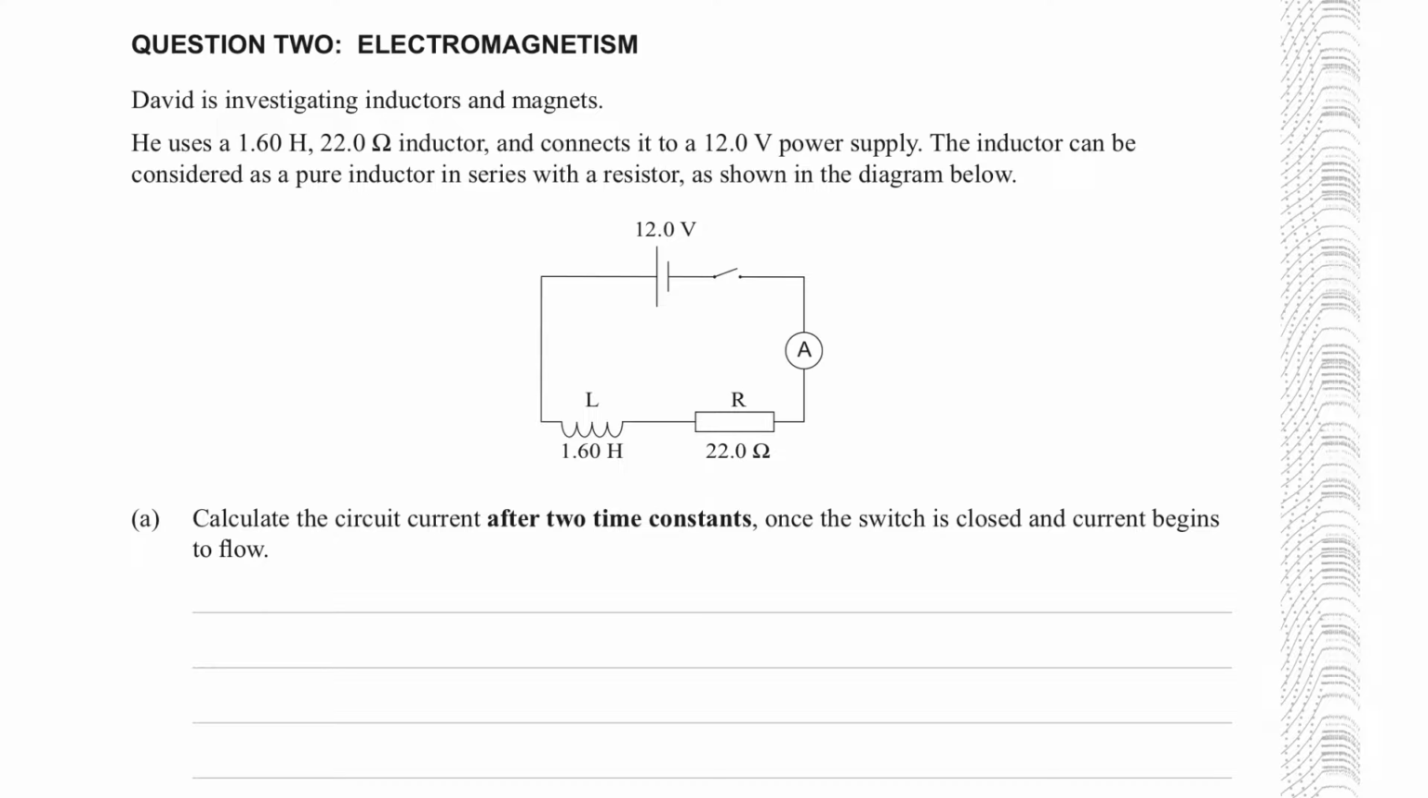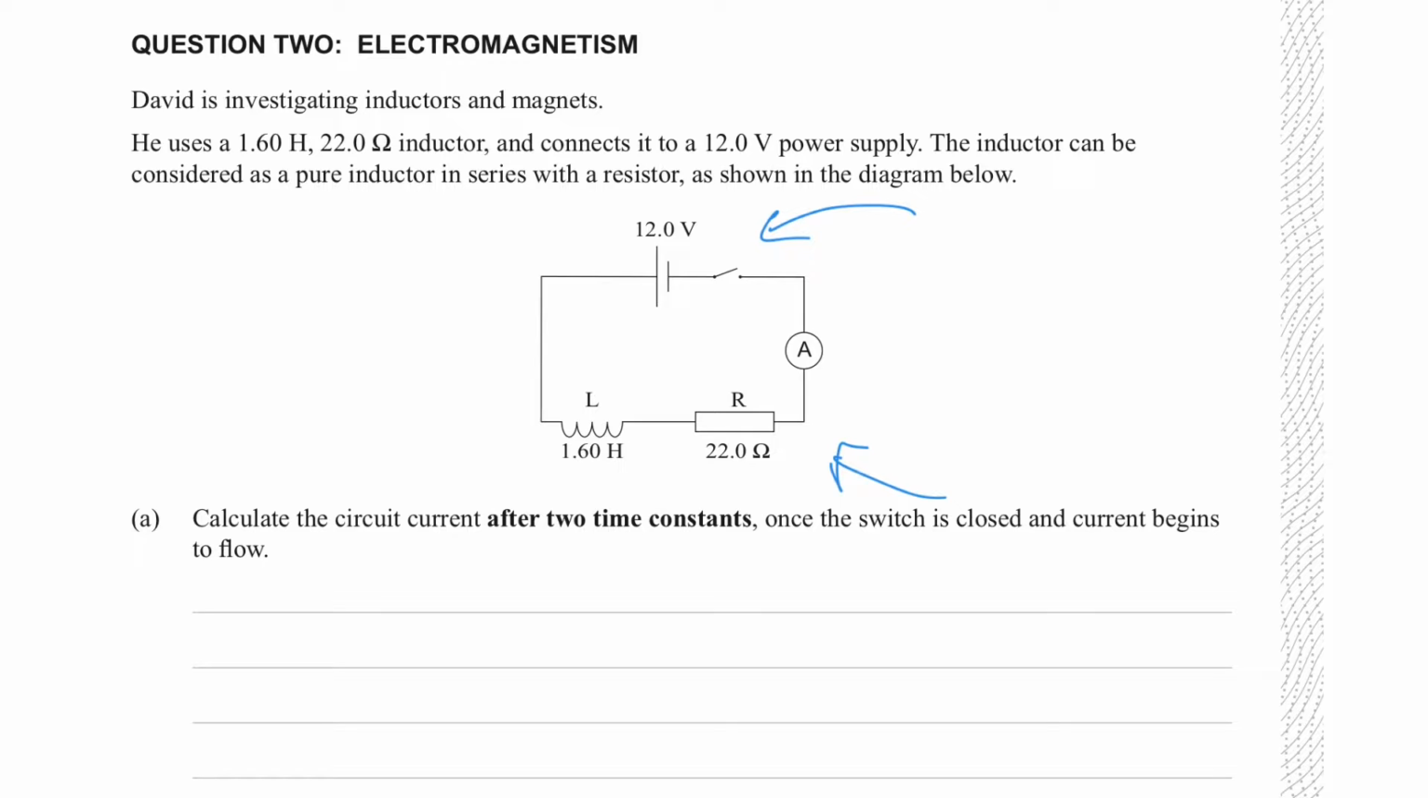Okay, David is investigating inductors and magnets, uses a 1.60 Henry, 22.0 ohm inductor. It's interesting, you don't normally get given the resistance in that form. You'd be tempted to think that that's the reactance of the inductor, but remember, it's a DC circuit, which we can see from the circuit below, and the 22 ohms is more like the internal resistance of the inductor or the resistance of the circuit. Kind of high for internal resistance though.